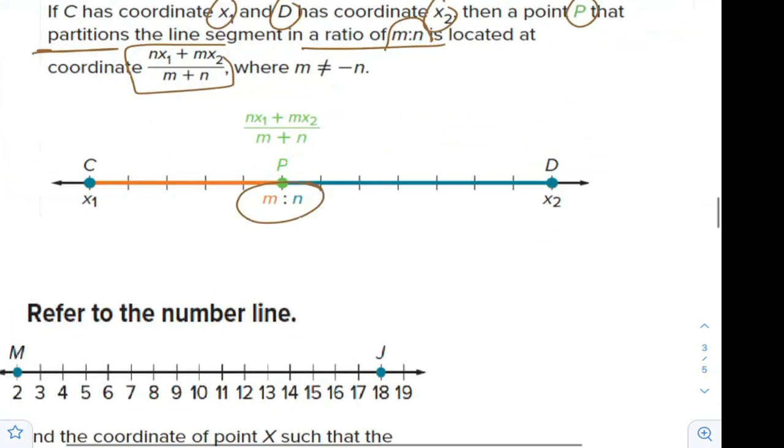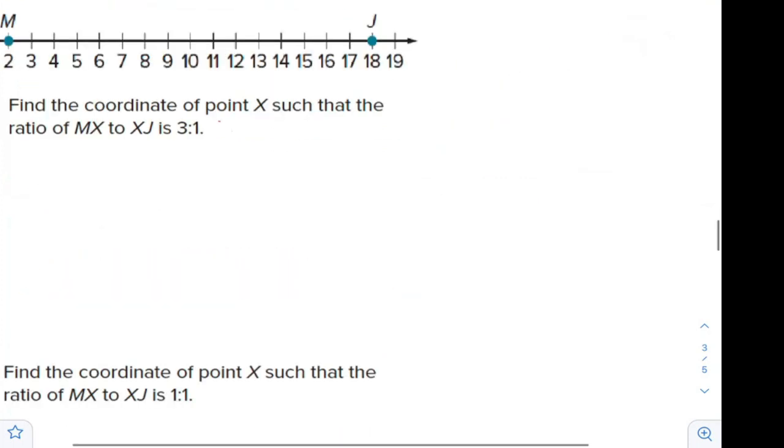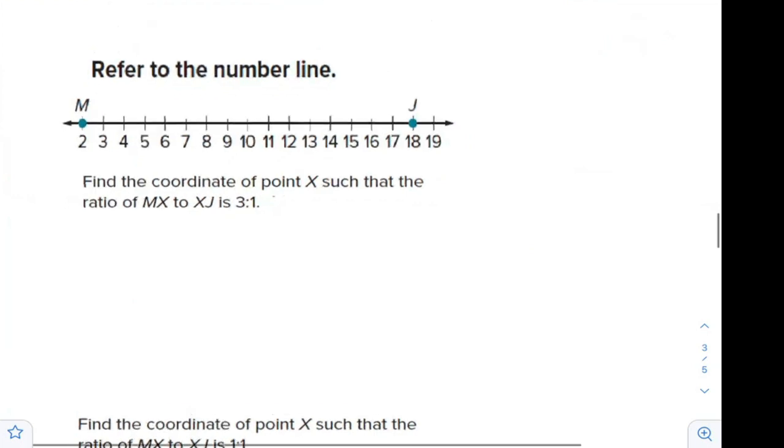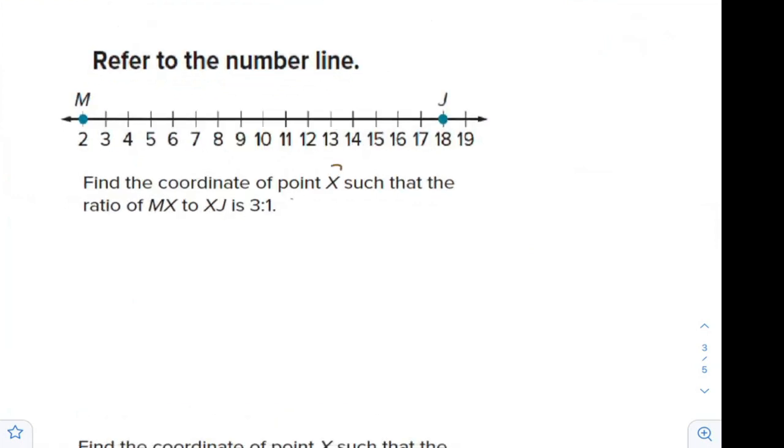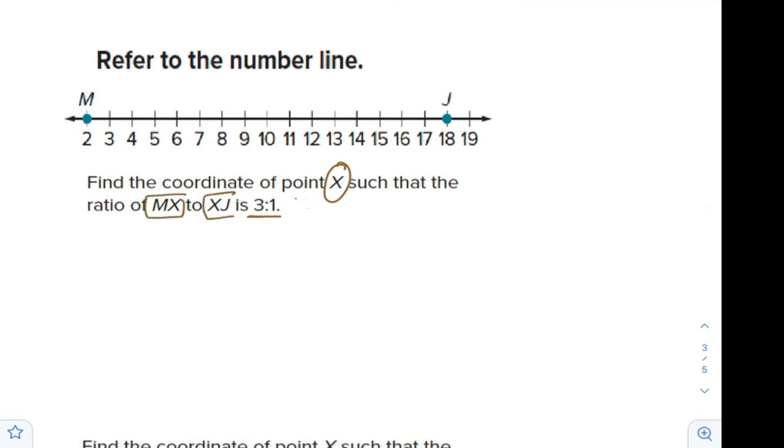So we will now remember that the ratio needs to be used in order. If you have 2 to 3, so this is your m and this is your n. Of course, x1 will be still the initial point, x2 is the terminal or the final point. Okay, let's see here how can we apply this formula. Find the coordinate of point x such that the ratio is 3 to 1. He is asking from mx to xj. So mx, x is somewhere here, to xj.